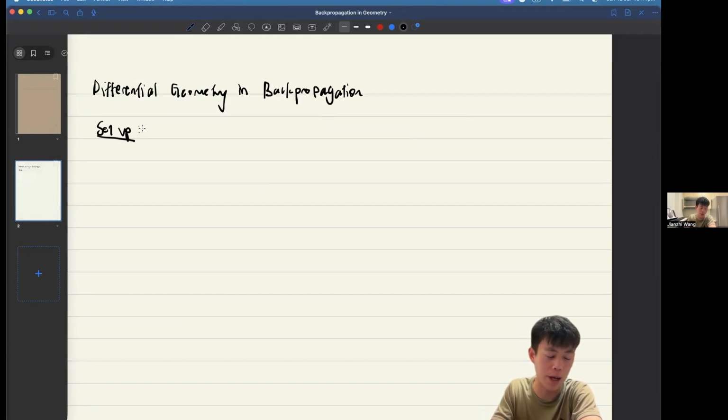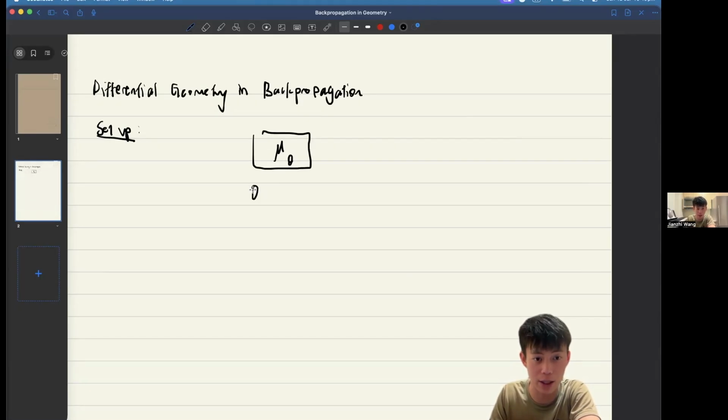The setup for backpropagation is that it is used in machine learning so that we can train better models. Usually in machine learning, we have a model that is parameterized by a set of weights, theta. This theta belongs in the space of weights, which I usually denote by capital Theta. And for our purposes, usually this capital Theta is always R^n, where n is a very large number.